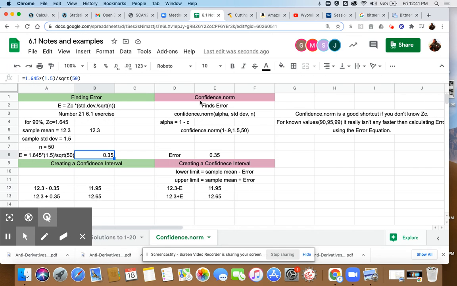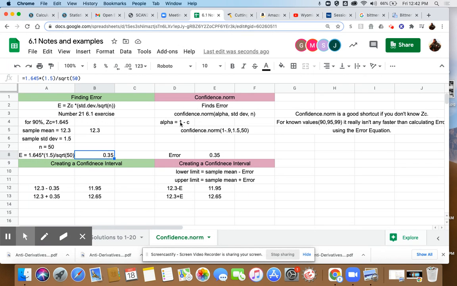So there is a shortcut, sort of, in Google Sheets. Sometimes it's a shortcut, sometimes it isn't. And it's this command confidence.norm. Okay, this will help us find the error. It will not jump all the way to the confidence interval. You're still going to have to do the addition and subtraction. So the command is confidence.norm, parenthesis. The inputs are alpha, and we'll talk about that in a second, comma, standard deviation, comma, n.